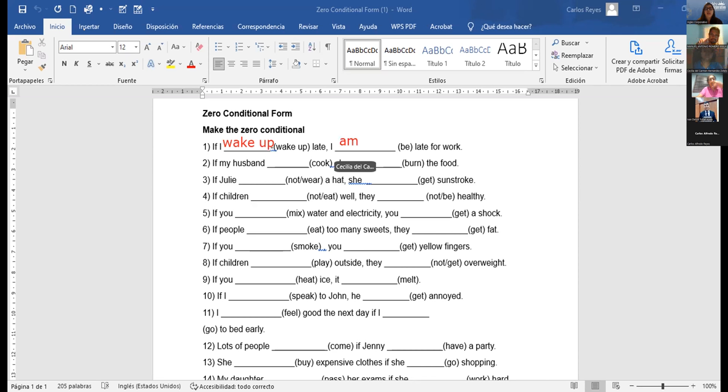Okay. He said we're going to use the verb in the present. If my husband cooks at home, as the S in the end, cooks. S, C-O-O-K-S.